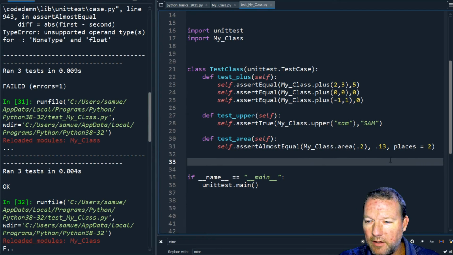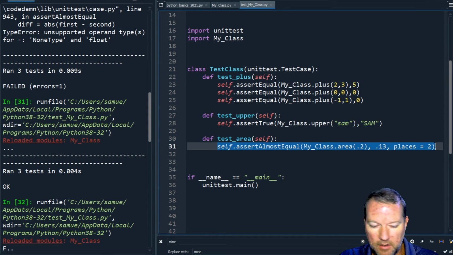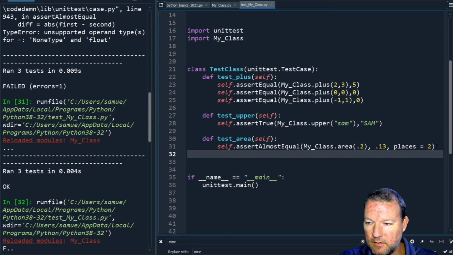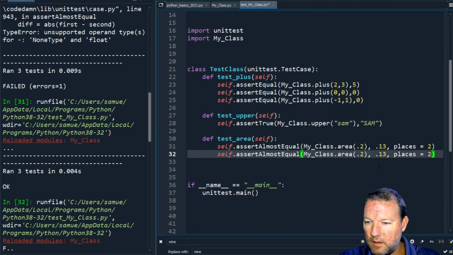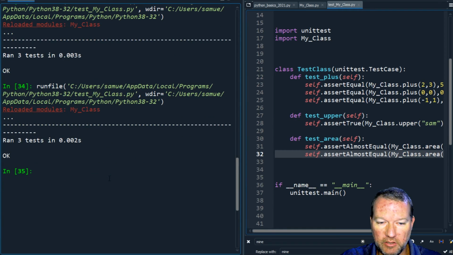So when I'm doing my almost equal, I can control what the variance will be by how I round. If I were to come down here and copy this and change this to 1, and it should be 3.14, and then I remove my places, run, and I have no issues, still passing.